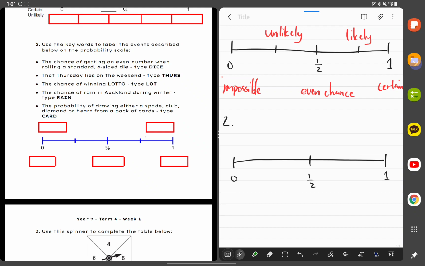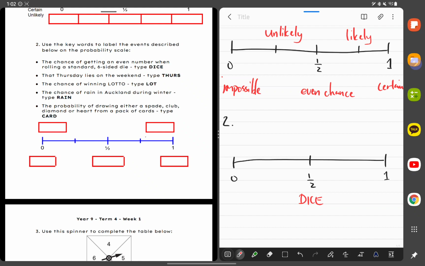Type dice. So, getting an even number on a die is 50% chance, right? Because there's 1, 2, 3, 4, 5, 6 different numbers you can get. 1, 2, 3, 4, 5, 6. Half of them are even numbers. 2, 4, and 6. That's 3 of the 6 sides. So that drops right in the middle. That's dice right there.